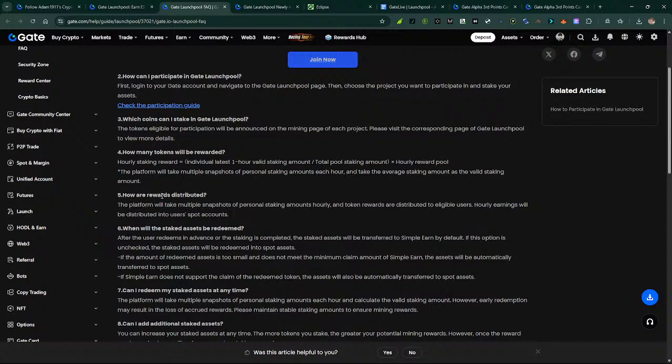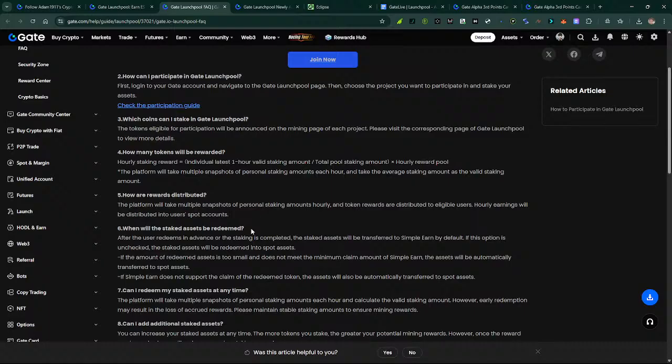And about the fifth question: how are rewards distributed? The platform will take multiple snapshots of personal staking amounts hourly, and the token rewards are distributed to eligible users. Hourly earnings will be distributed into users' spot accounts. So remember to check your spot account. That's super easy right there.